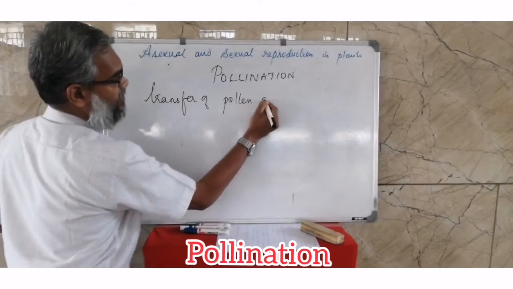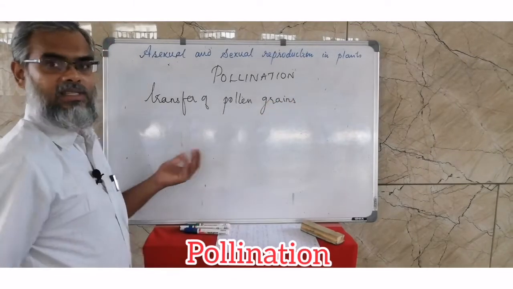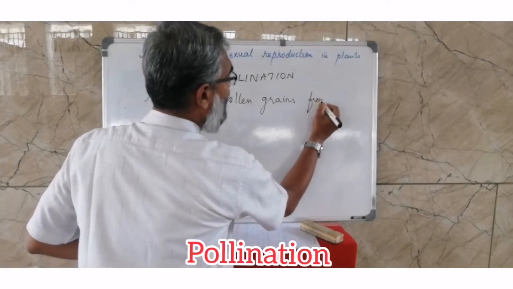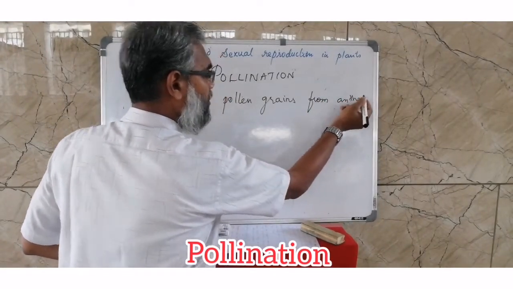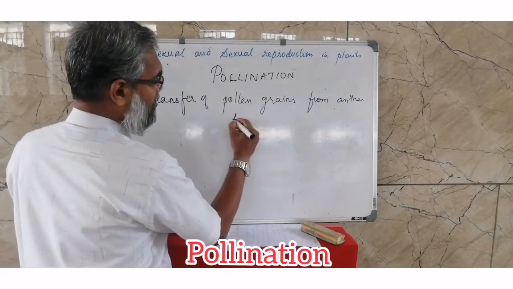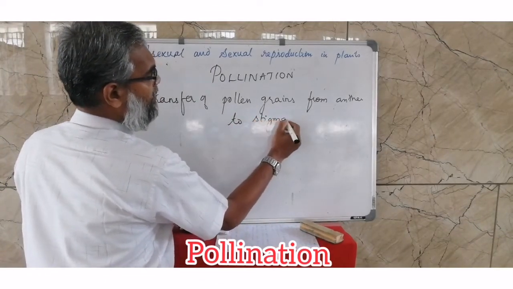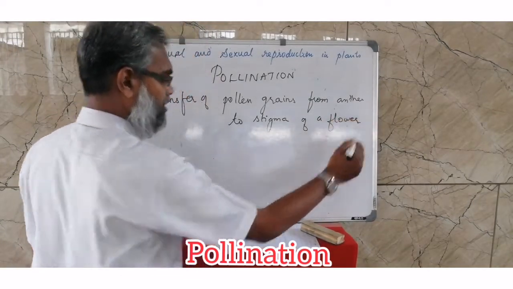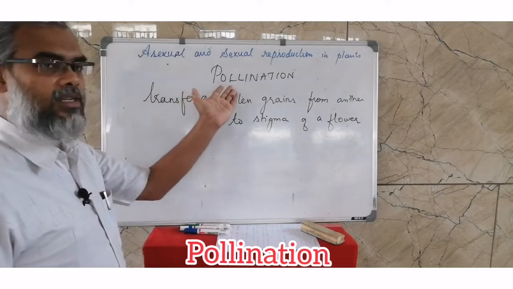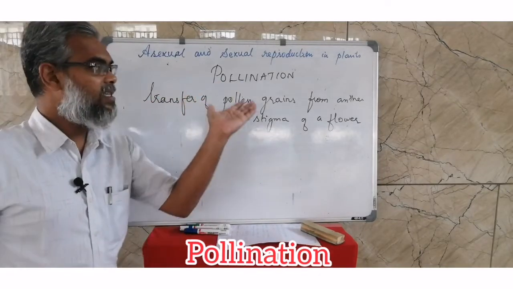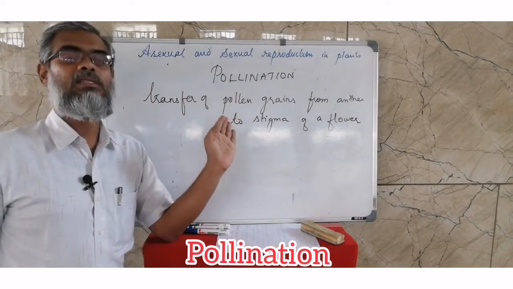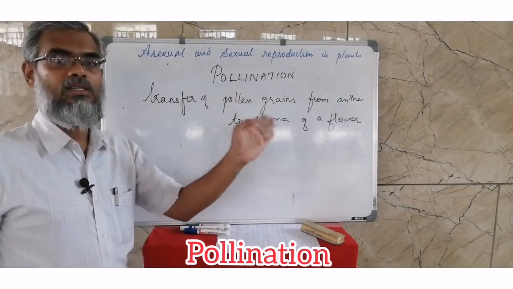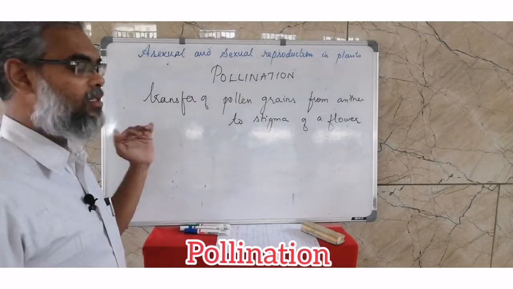Generally, when we say pollination, it is nothing but the transfer of pollen grains, the male reproductive part. The transfer of pollen grains from where? From the anther to the stigma of a flower. This is called pollination.